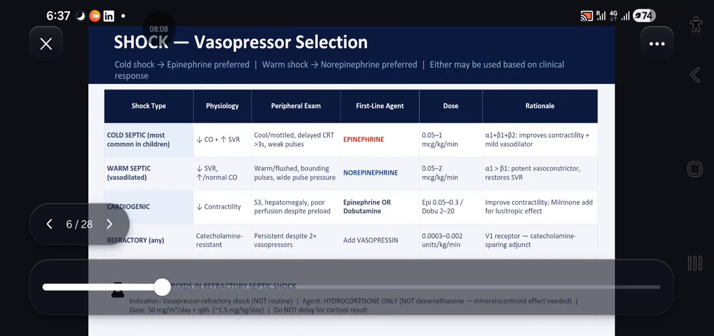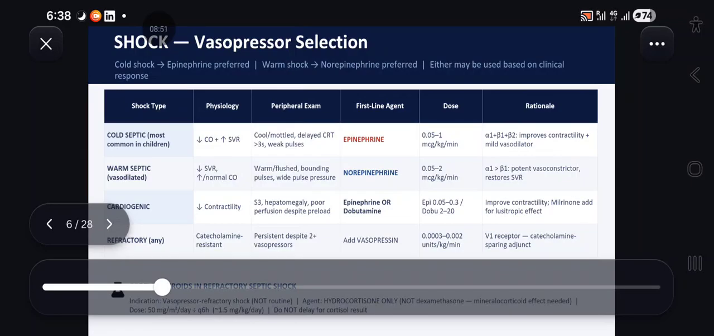In refractory shock, if the patient received vasopressors but there is still no desired response, what should I do? At this time, I will categorize this as catecholamine resistant shock. So I will add vasopressin. I will not stop epinephrine or norepinephrine, but I will add vasopressin as an adjunctive medicine. The dose should be very low because vasopressin is the most potent vasopressor. So the dose will be, as you see, 0.0003 to 0.002 units per kg per minute.